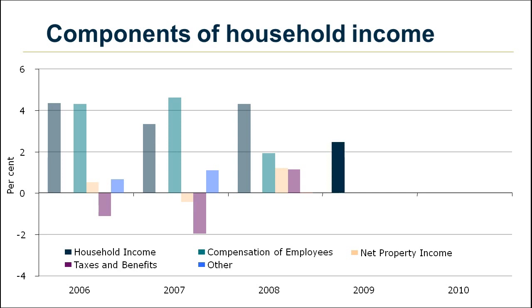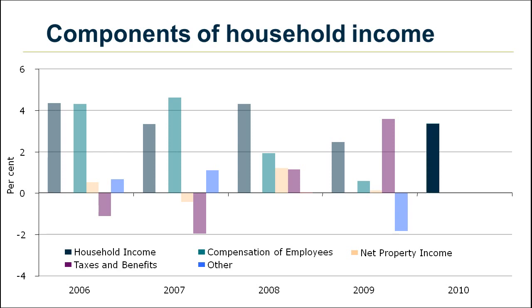In 2009, which includes the last 9 months of the recent recession, again household income grew, but not as much as in previous years, by 2.5%. The main driver of growth was taxes and benefits as unemployment increased further. Also included within the other component is income from self-employment, which contributed negatively as self-employment fell.